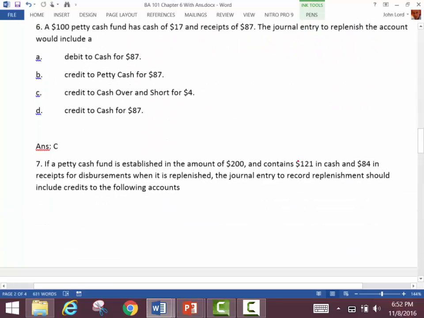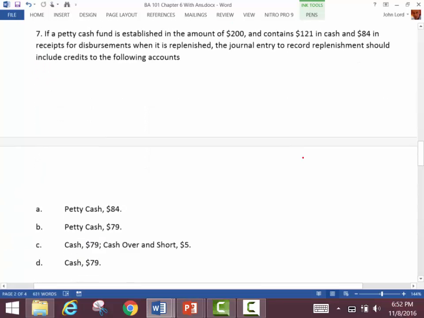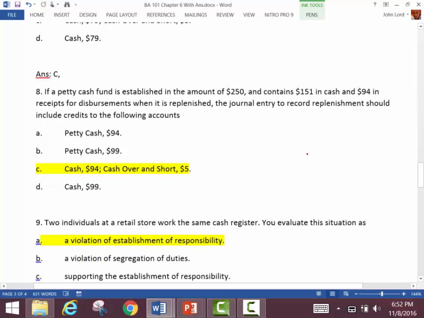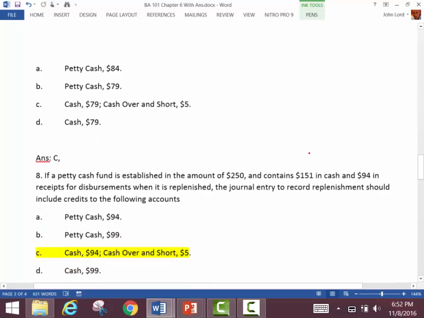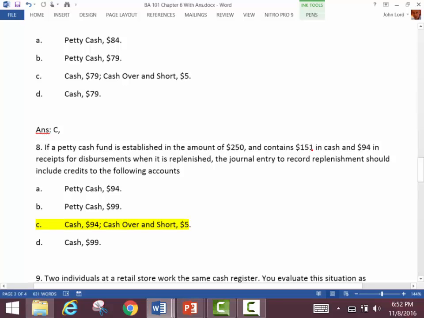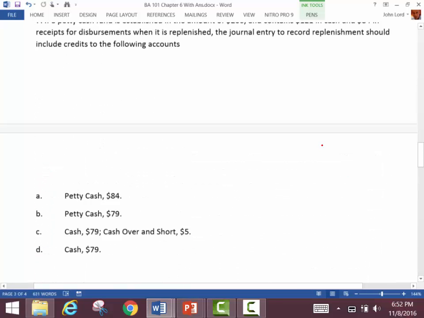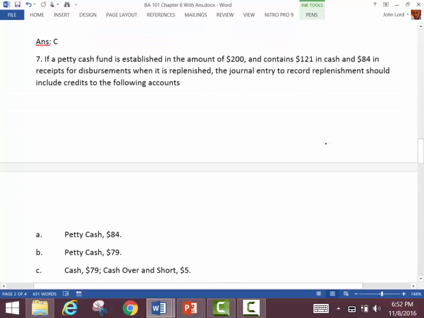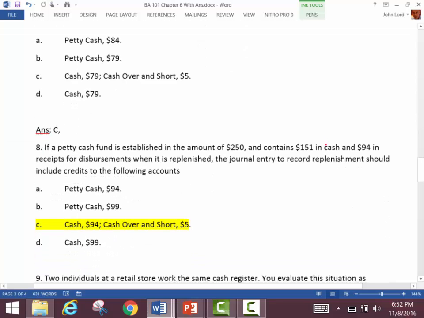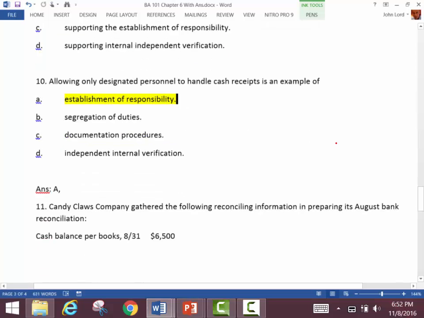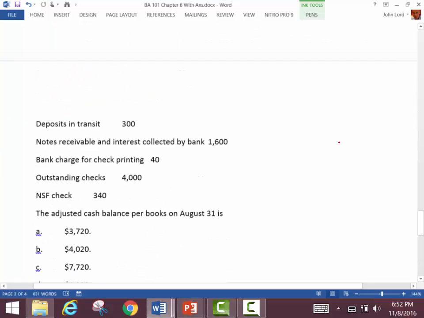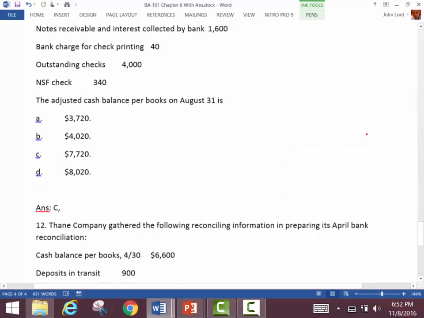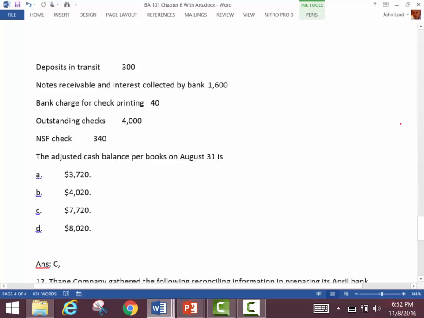Number 6. Do you need to keep doing this, or do you want to do the rest of these on your own for the sake of time? How many more of these do you want to do? One more? Okay. Which one? This one? Which one? 12? Did you say 12? Oh, you want to do another reconciliation one? Oh, okay. Yeah, we'll do the reconciliation ones.